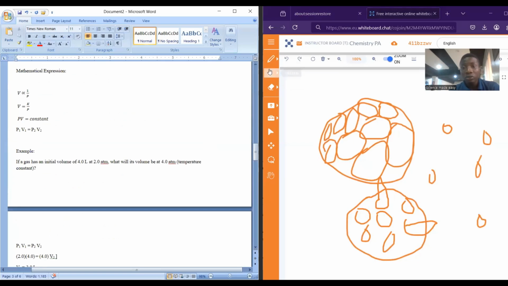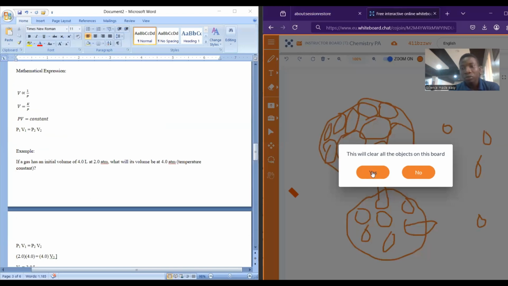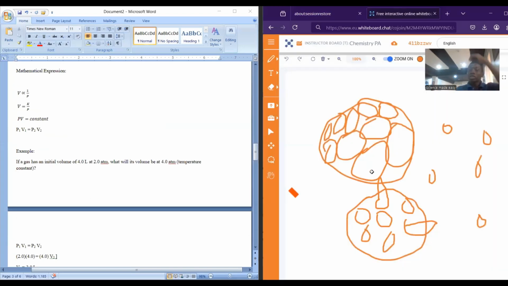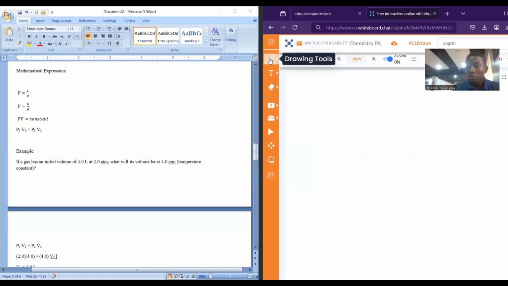Okay, we also have the change of state. Let me talk about the change of state. So we have different changes of state. The change of state tells us how a solid is converted to a liquid, the process by which it is converted to a liquid, and the process by which a liquid is converted to a solid.